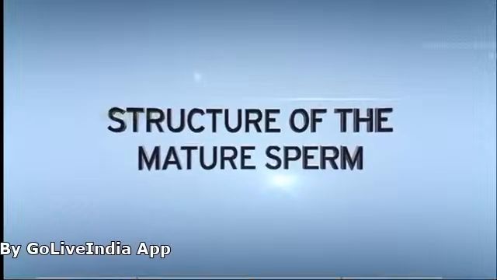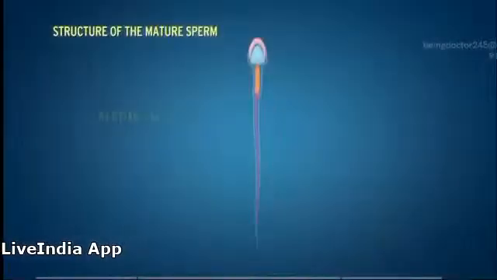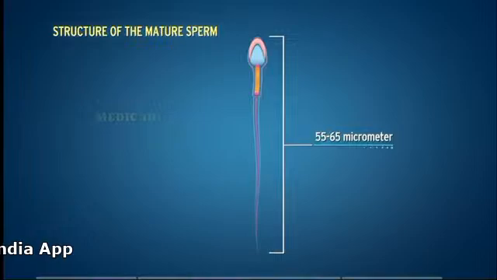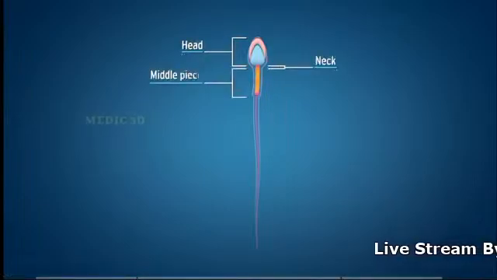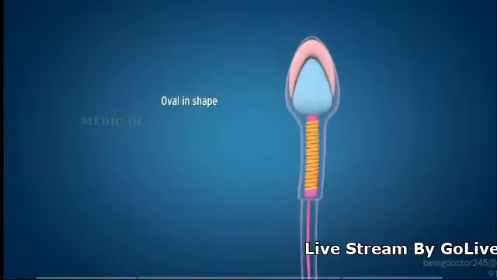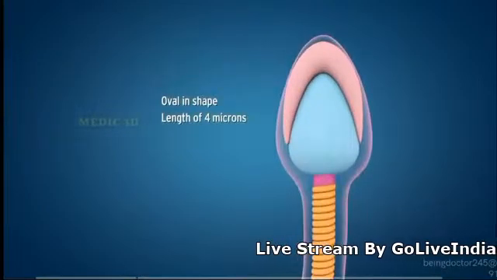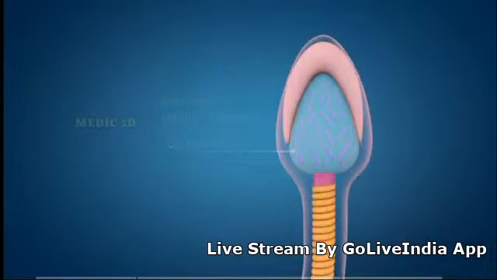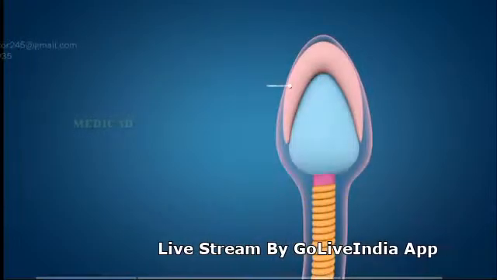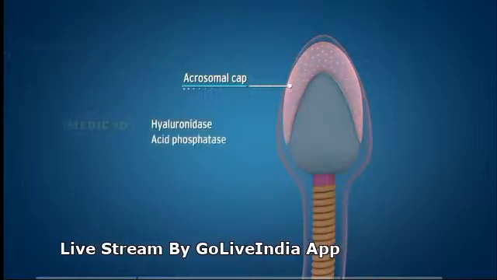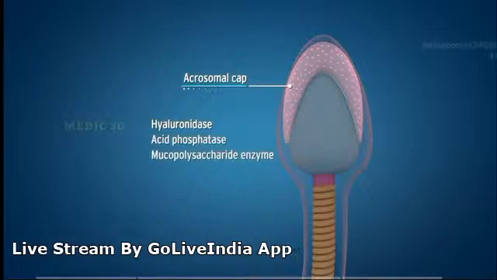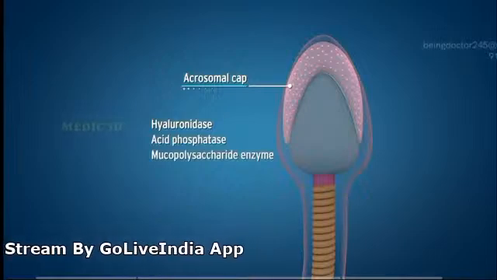Structure of the mature sperm. Sperm measures about 55 to 65 micrometer and moves at a speed of 1 to 4 millimeter per minute. Mature sperm is composed of 3 portions: head, neck, middle piece, and the head is oval in shape and is 4 microns in length and contains condensed nucleus. The anterior portion of the head is covered by acrosomal cap, which contains hyaluronidase, acid phosphatase, and mucopolysaccharide enzyme, which helps in the penetration of sperm into the ovum.